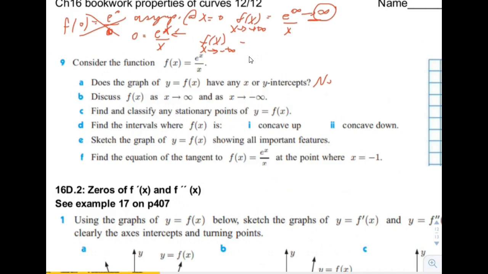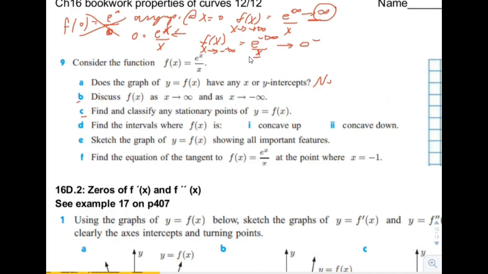What about when x approaches negative infinity? Then we're going to end up seeing e to the negative infinity over x, and the e to the negative infinity goes rapidly to 0, so basically this is going to be 0 from the bottom, because the x is going to be negative. Actually, the negative goes over here, right? Okay, all right. So that was B.